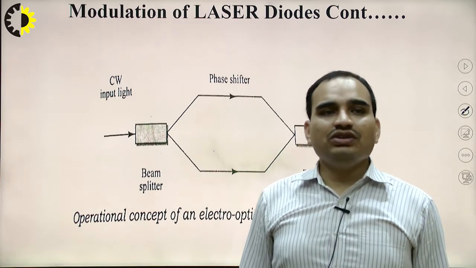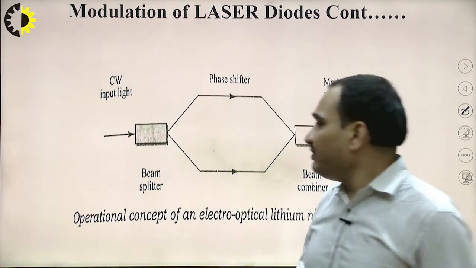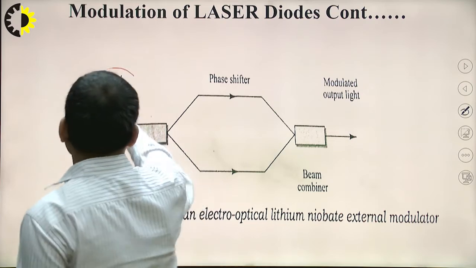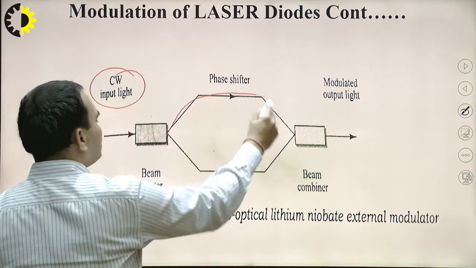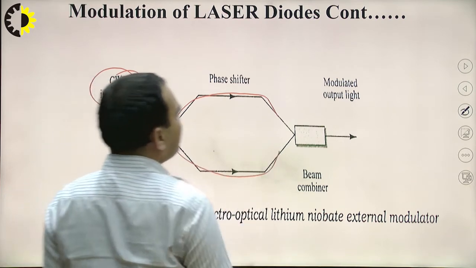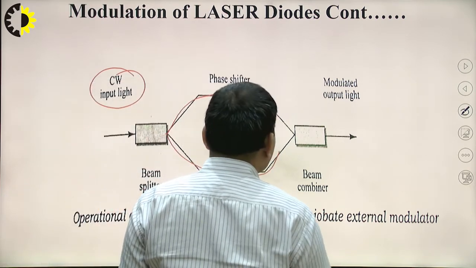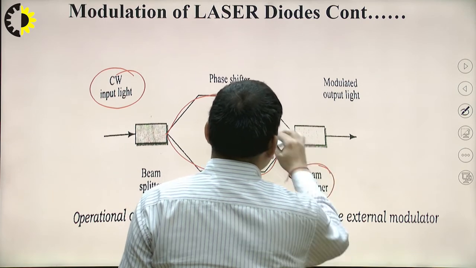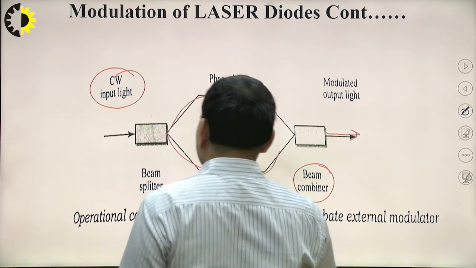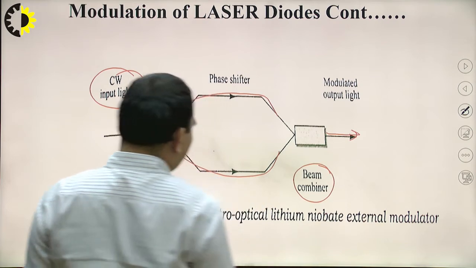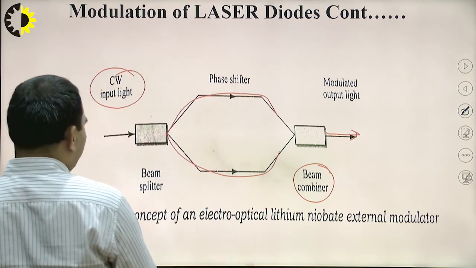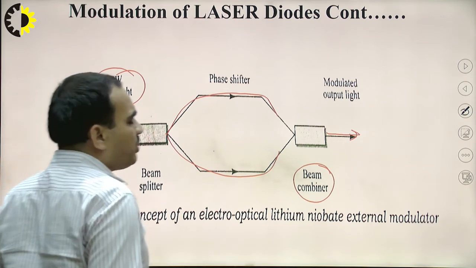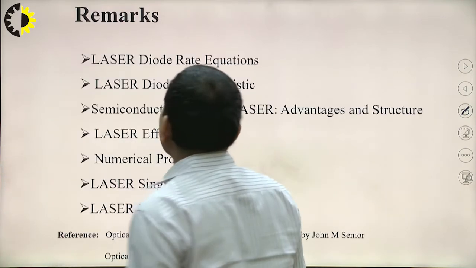For the modulation, here we can see we have the beam splitter, the continuous wave input light, and then the phase shifter. Here we get two waves and the modulated light output. We have a beam combiner which combines these two waves, and we get the external modulation with the help of the operational concept of an electro-optical lithium niobate external modulator.